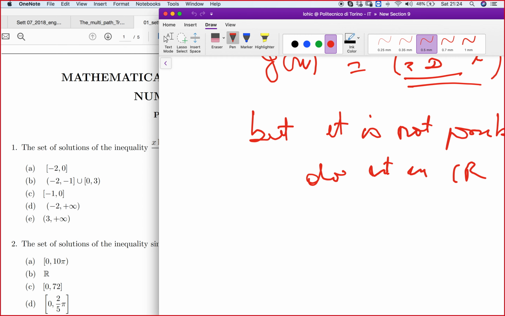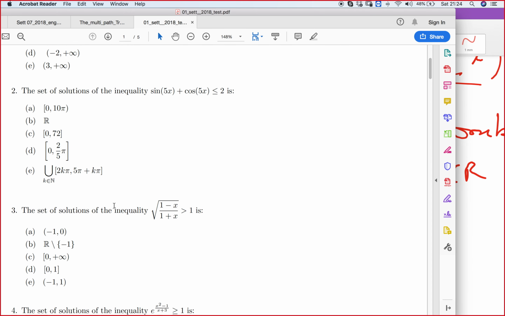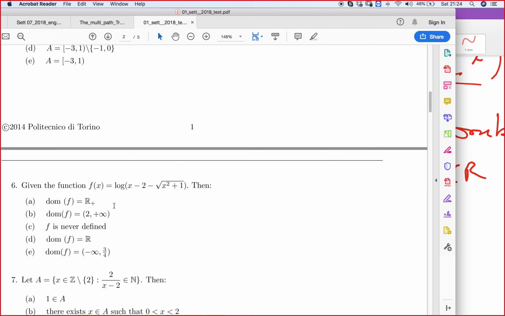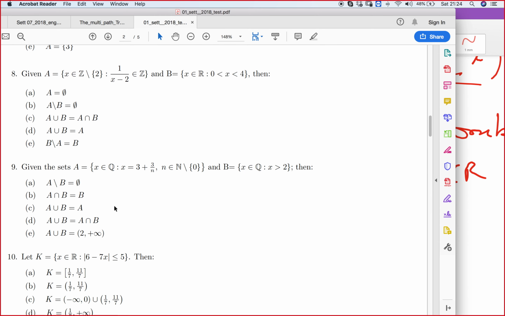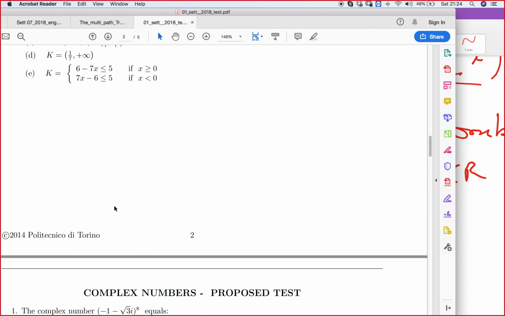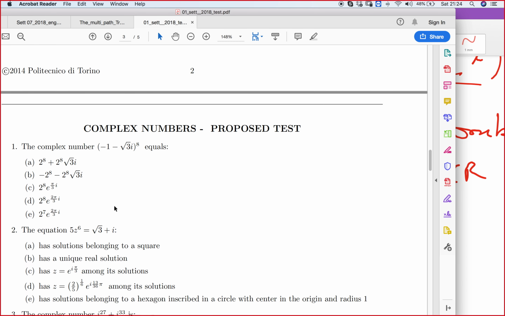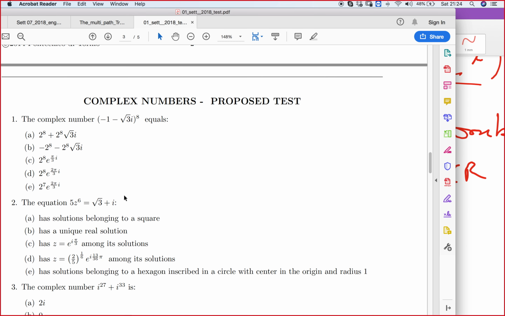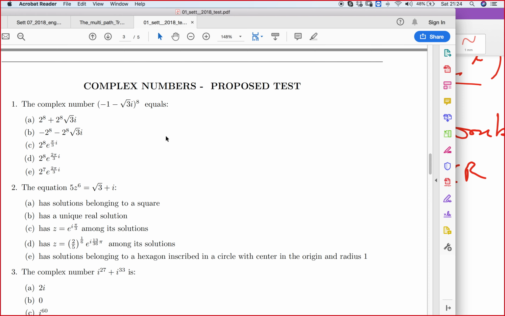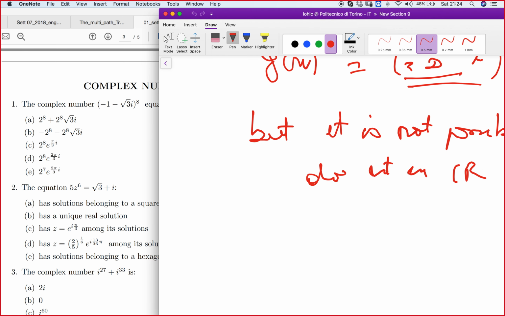Okay, we continue by solving these MCQs that are related to week 1. Last time we introduced the complex number, and now we start solving the MCQs about the complex numbers. I hope you reviewed. You had a look at the lecture.